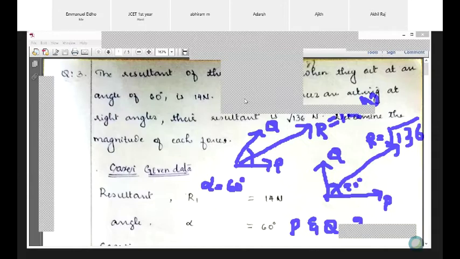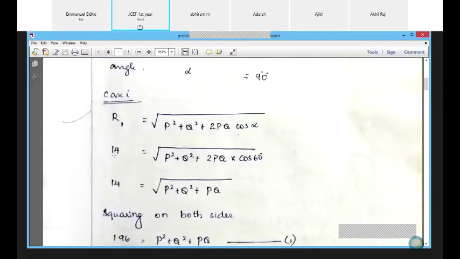So we have the general formula. The magnitude of the resultant force R is equal to square root of P square plus Q square plus 2PQ cos alpha. Why? Because the resultant R is given, and alpha is given. So by connecting these two terms, we have only one equation, that is resultant R is equal to square root of P square plus Q square plus 2PQ cos alpha.